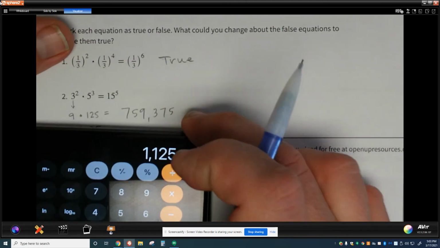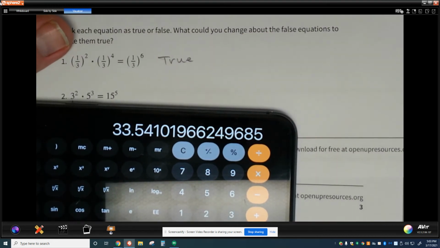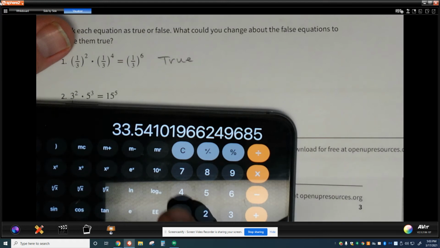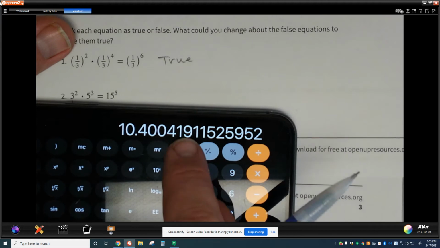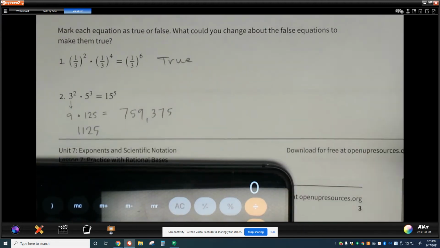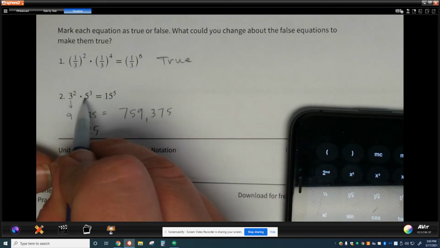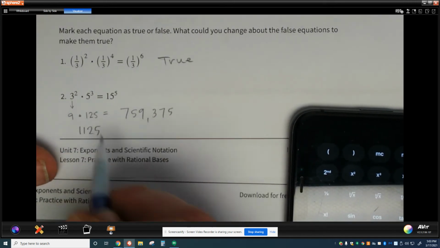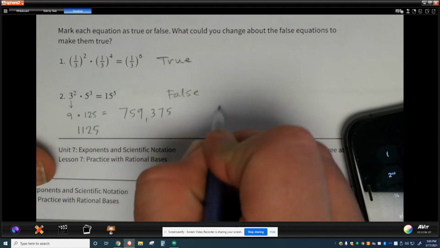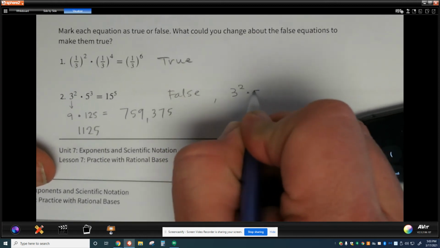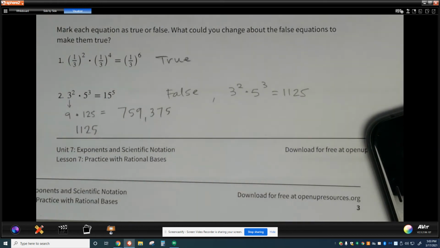I'm a little curious if that one can be taken as a square root or a cubic root possibly. If I take the square root, it doesn't come out very nicely. But let's see if this one has a cubic root. It does not. What I would have to do is kind of play with this and decide what to do with them. I could just say 3 to the second power times 5 to the third power is equal to 1,125. And that would be a true statement.